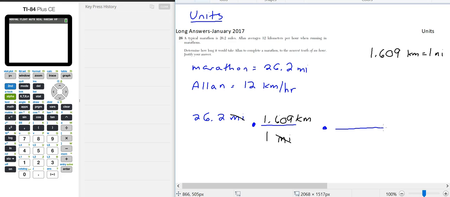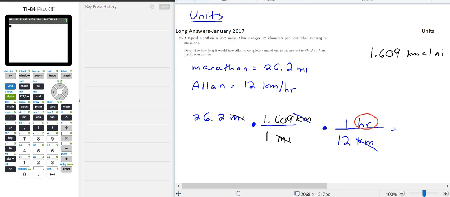We know that Alan could run 12 kilometers in 1 hour. And why did I put kilometers on the bottom? Because now I could cancel out the kilometers and the kilometers. You could only cancel out top to bottom. So now I could cancel out kilometers and kilometers, and I'm left with the units that I need, which are hours. And now all we have to do is multiply everything in the numerator and multiply everything in the denominator, and I'll be left with a fraction.